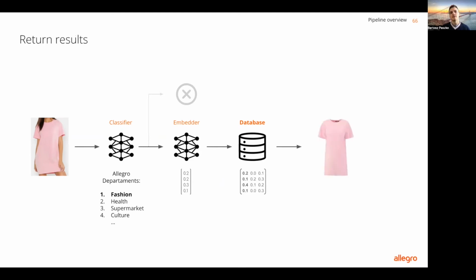With that, we can now return the most similar offer, and hopefully it will be the same item as requested. In the presentation, I usually restrict myself to returning only the top one image, but in reality, we return far more results.